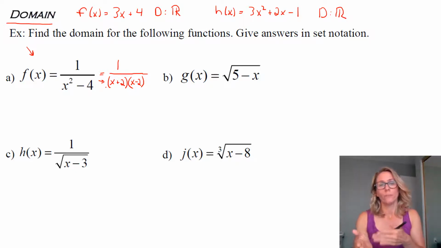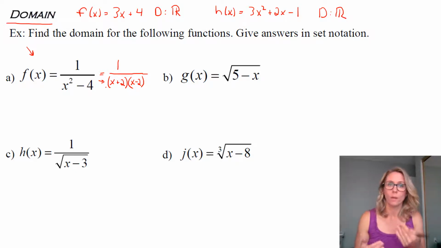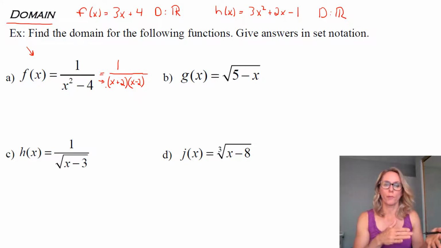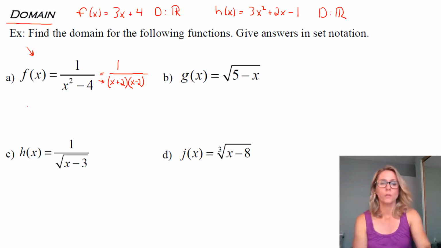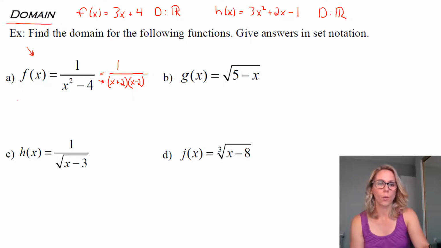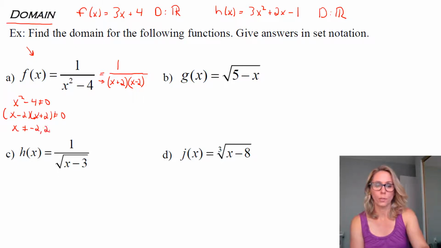Similarly, in the second binomial, if we plug in 2, you can see that the first binomial will be 4, but the second binomial will be 0, and 4 times 0 is still 0, and 1 divided by 0 is not something that can be, it's undefined. So what we're learning from this is that x squared minus 4 cannot be equal to 0. That's the problem with our domain. And that means that x minus 2 times x plus 2 cannot be equal to 0, which means that x cannot be equal to negative 2 or 2.